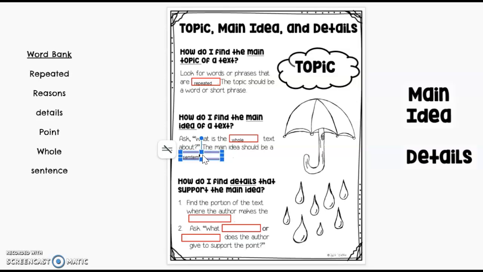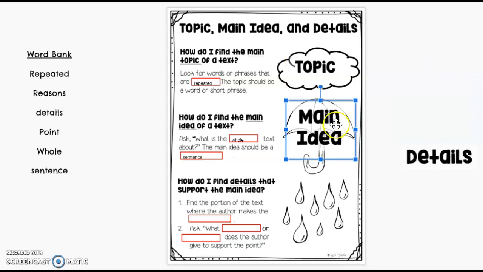Now, the difference between the main topic and a main idea is the main idea is going to be an entire sentence. All right, so we'll move the main idea over here. The topic is just going to be one word or a short phrase, not an entire sentence.